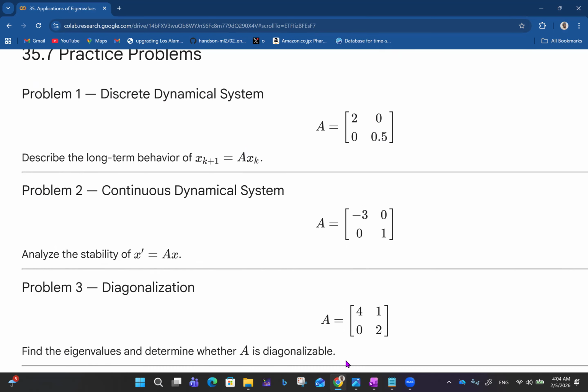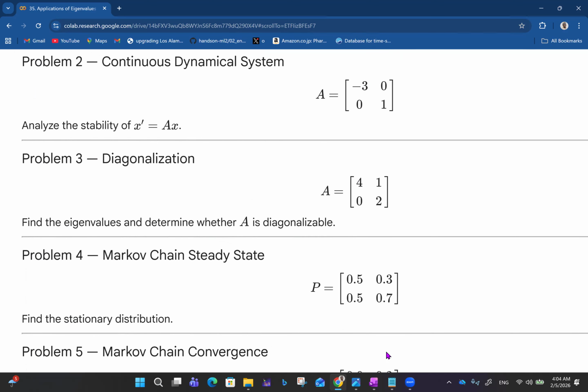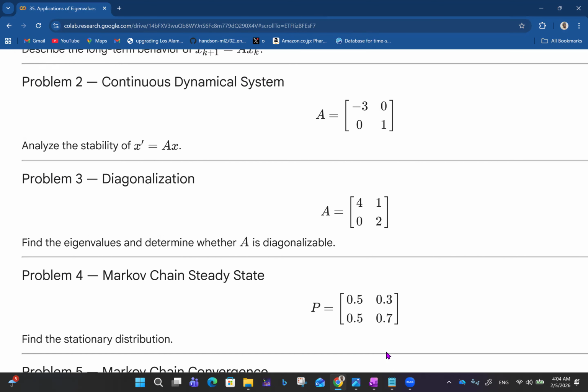Find the eigenvalues and determine whether it's diagonalizable. Oh, diagonalization is coming in here. So we have 4, 2. So yeah, this should be diagonalizable because first of all, we have distinct eigenvalues. It should be diagonalizable, I believe. In fact, I think this was exactly what I diagonalized the other time.